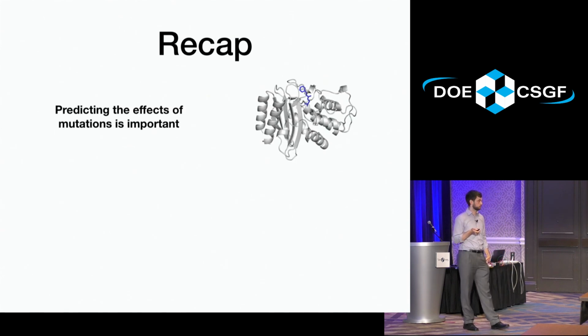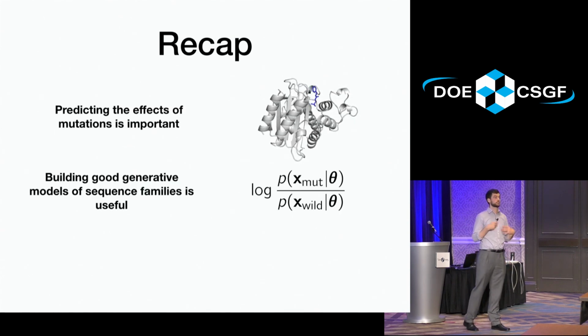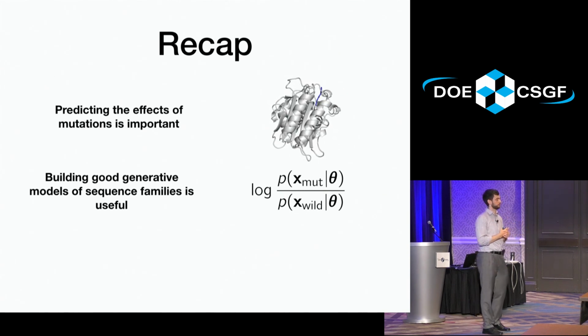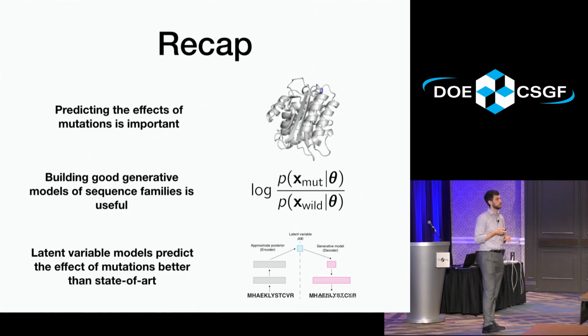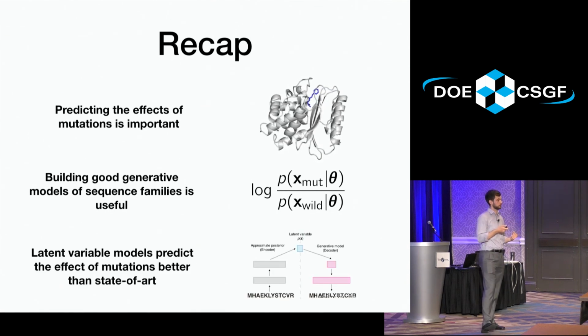So just to recap, predicting the effects of mutations is really important for a lot of places in biology. Generative models are really good for approximating what the effects of mutations will be in the lab. And latent variable models are better than the state of the art for predicting the effects of mutations.